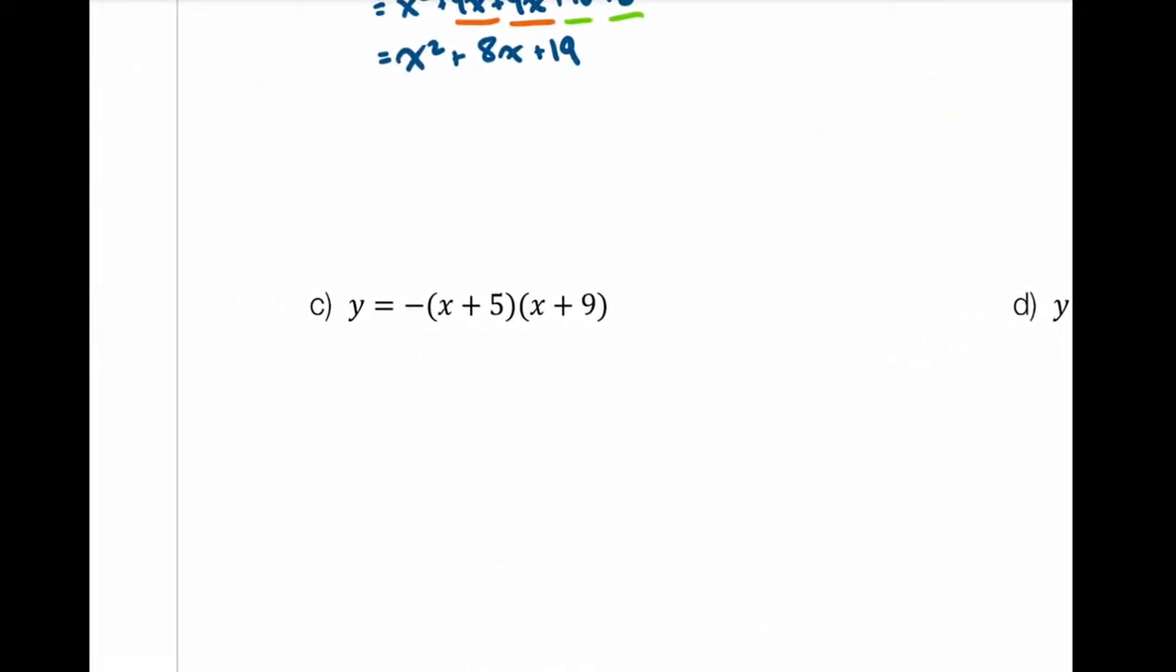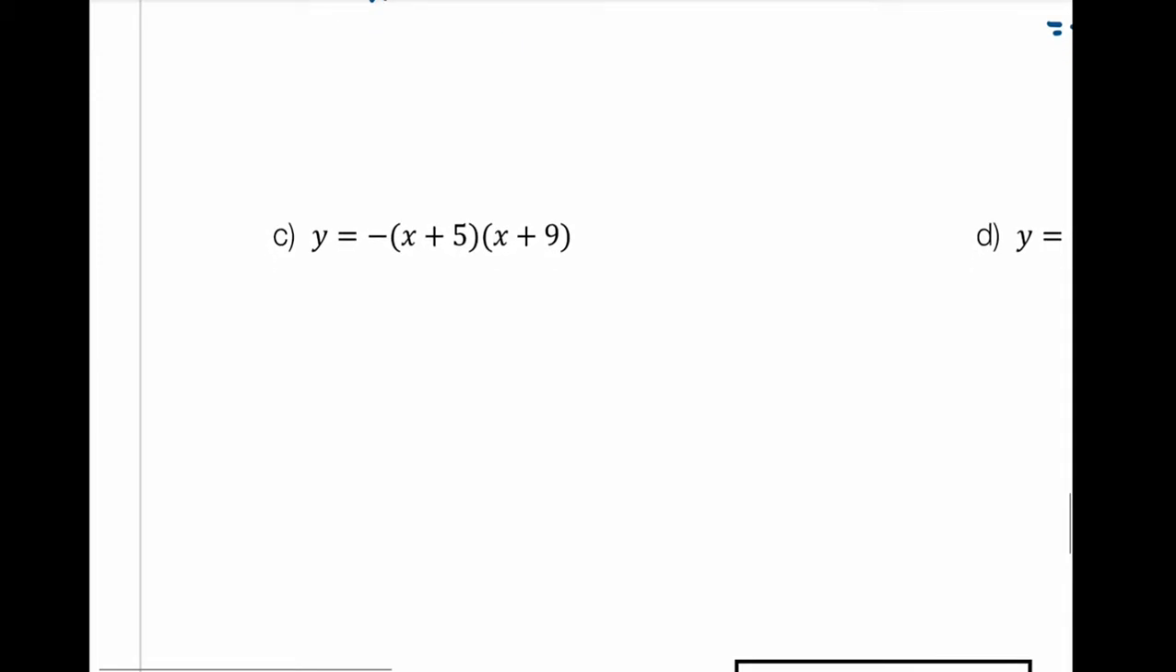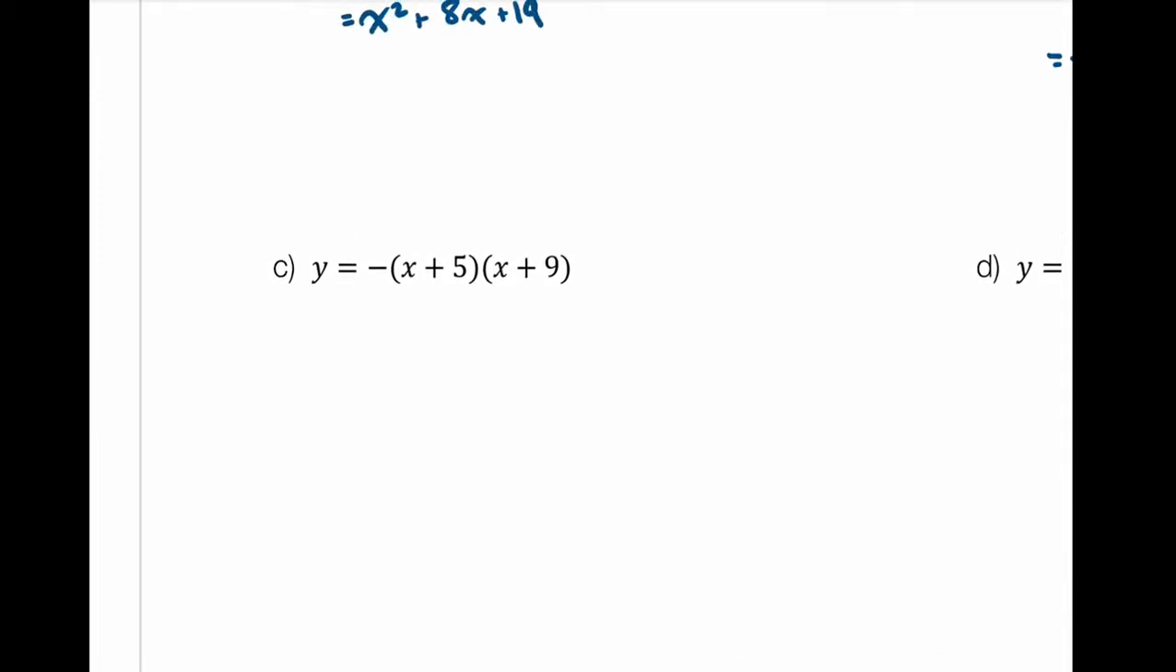For C we have factored form. Again, I'm going to use FOIL method first, and then we'll use box method. With the FOIL method, because we have three things that are multiplied, we don't see anything in front, but we have to assume, because of the negative, that there's an invisible 1. So that means I need to multiply that first number through first. So I'm going to get negative x minus 5. The x plus 9 stays the same.